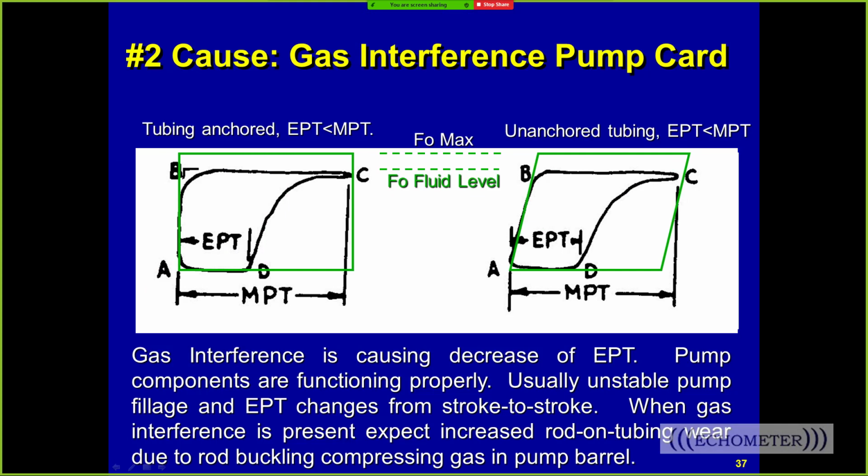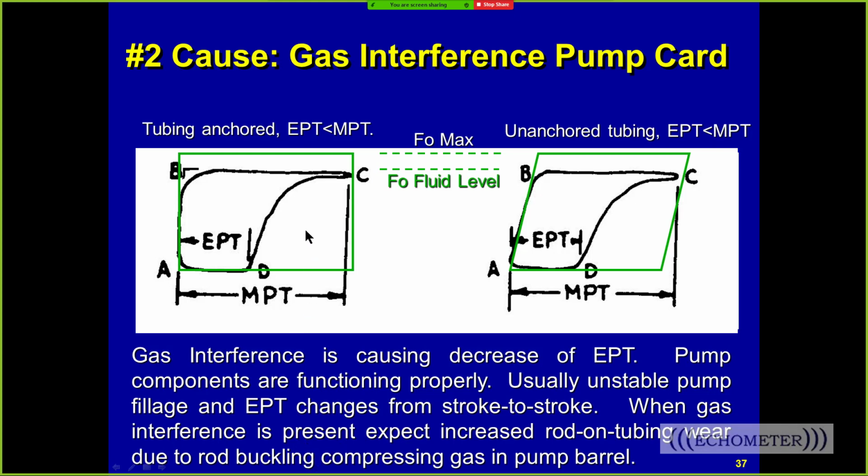This is a gas interference card, a synthetic card, and that's cause number 2, gas interference. In this case, the pump card load is below FO max. That means there's a pump intake pressure greater than 0 on the outside of the pump. And notice that the compression portion of the cycle here is gradually curved. That means the pressure at the pump intake is high, and as the plunger moves down, the pressure quickly goes up. And so that's a gradual change in the fluid load as the compression occurs.